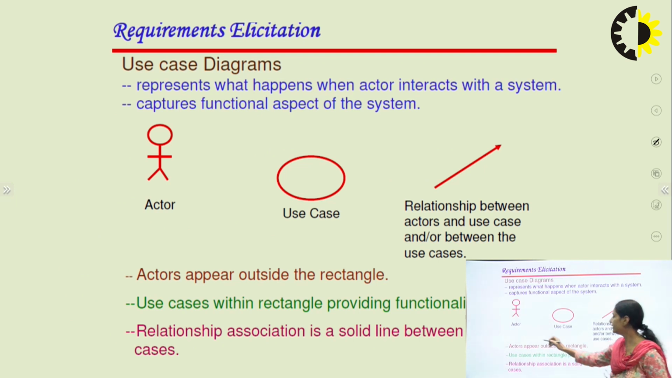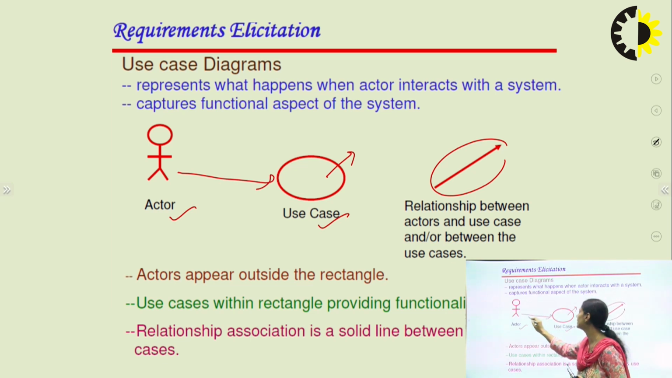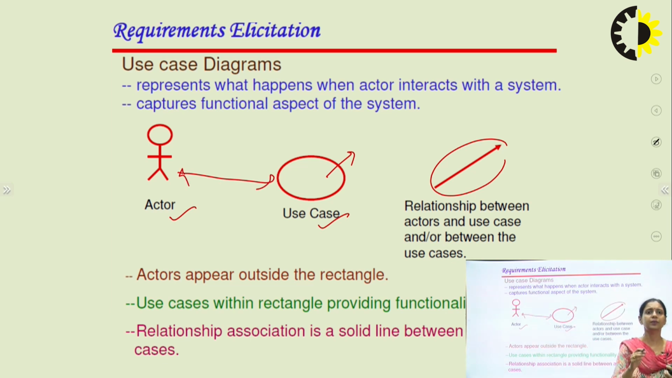We have already discussed the actor. Then we have the use cases. The use cases are the functionalities or the modules that are being made into the software. And the relationship identifies the relationship between the actors and the use cases: how a particular actor is related to a use case, and in what way, is defined by the relationship.